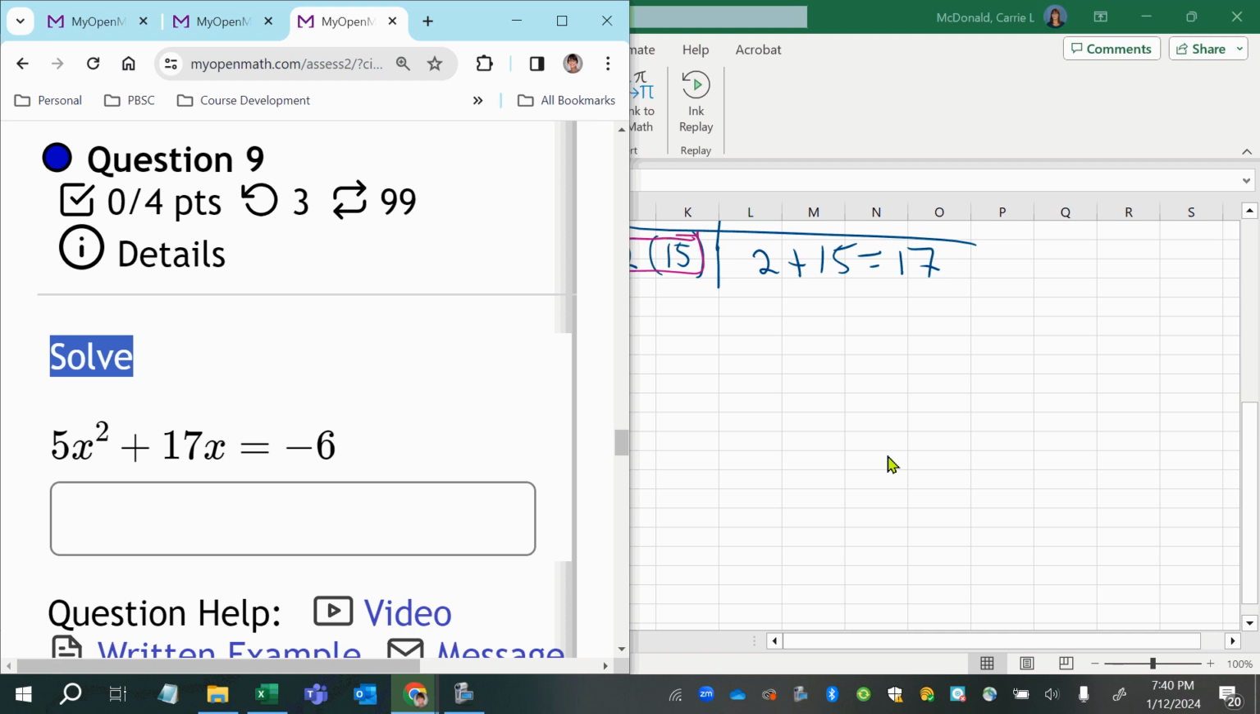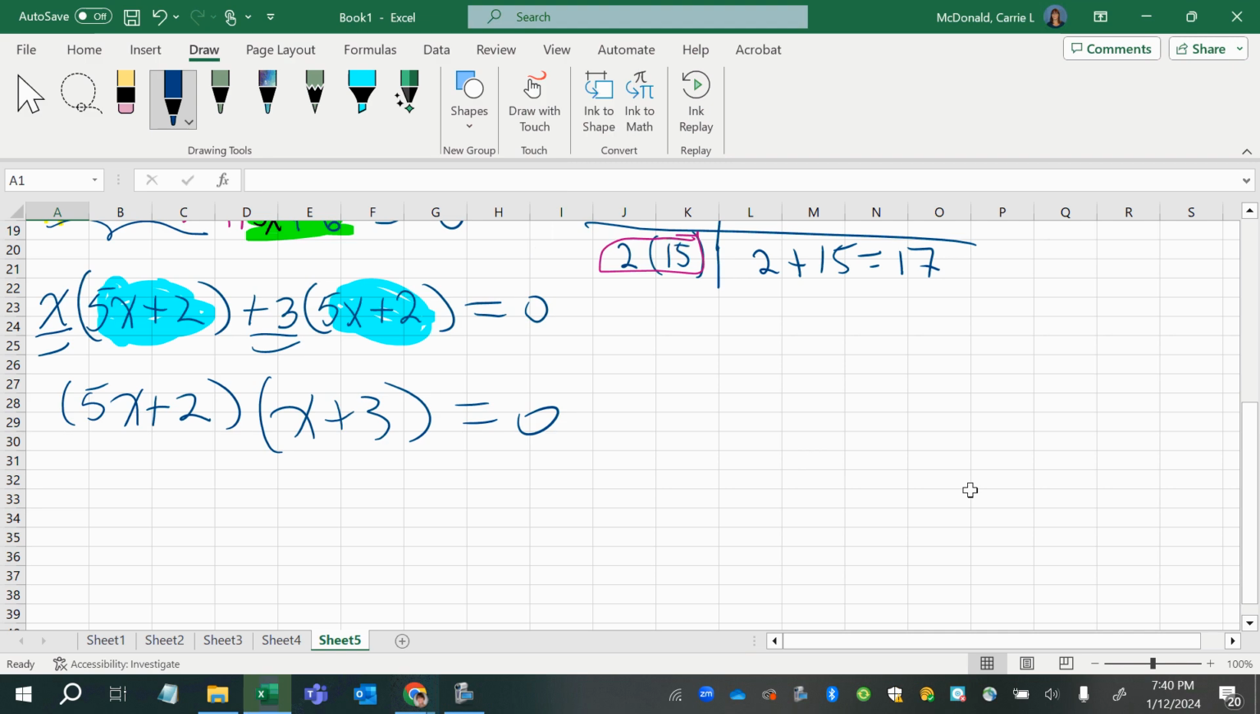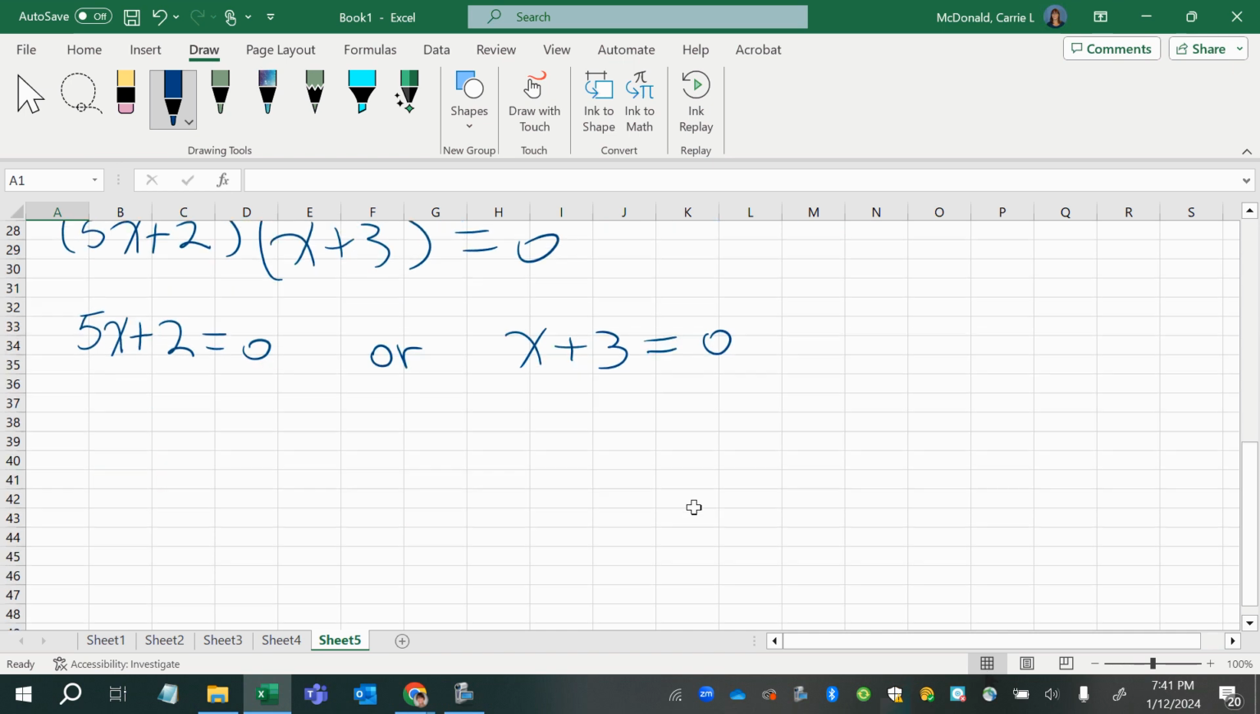We're going to take it all the way to the end and find out what values of x would make this equation true. So we will take each factor and set it equal to 0, knowing that whatever answers we find here, they would both work. So I'm going to subtract 2 from both sides of the first equation. Then I have 5x equals negative 2. Then I'm going to divide by 5 on both sides. And then I have x equals negative 2/5.